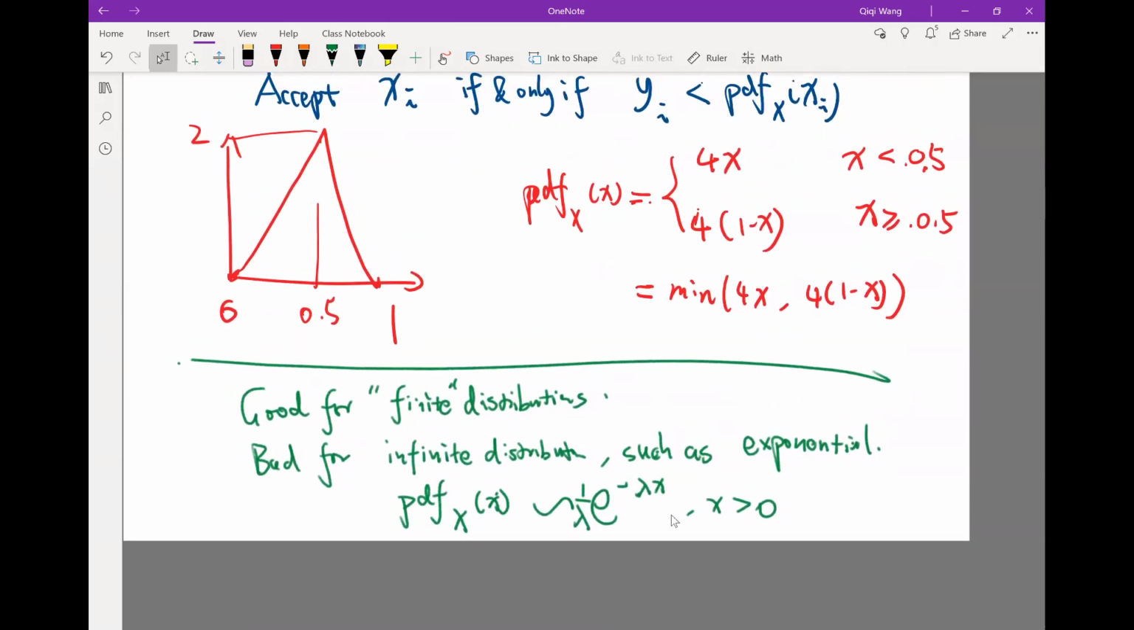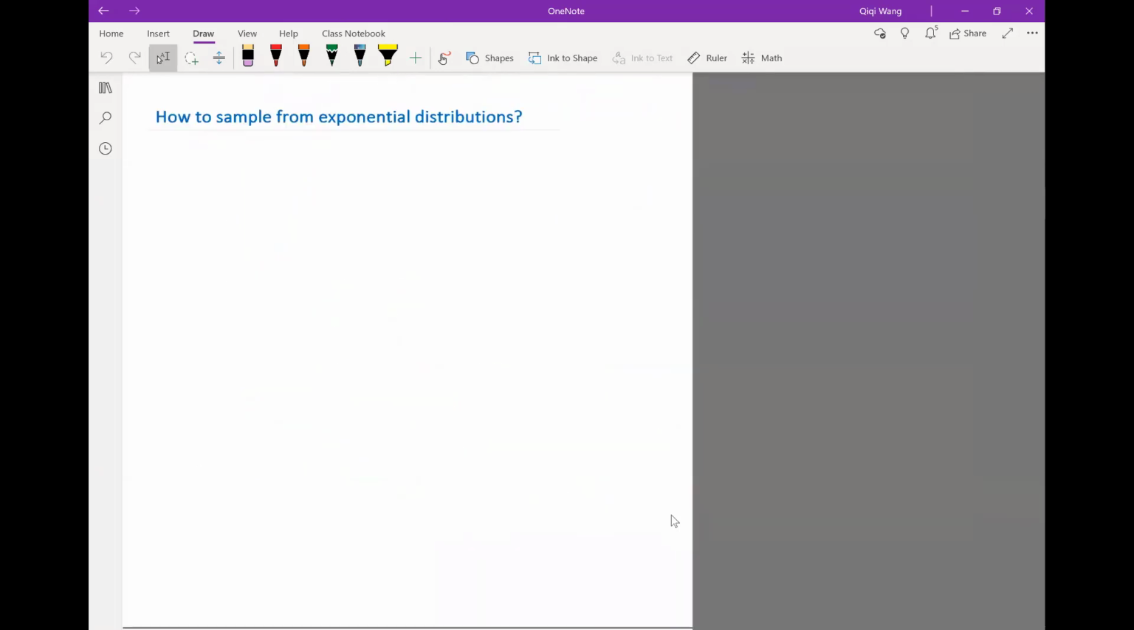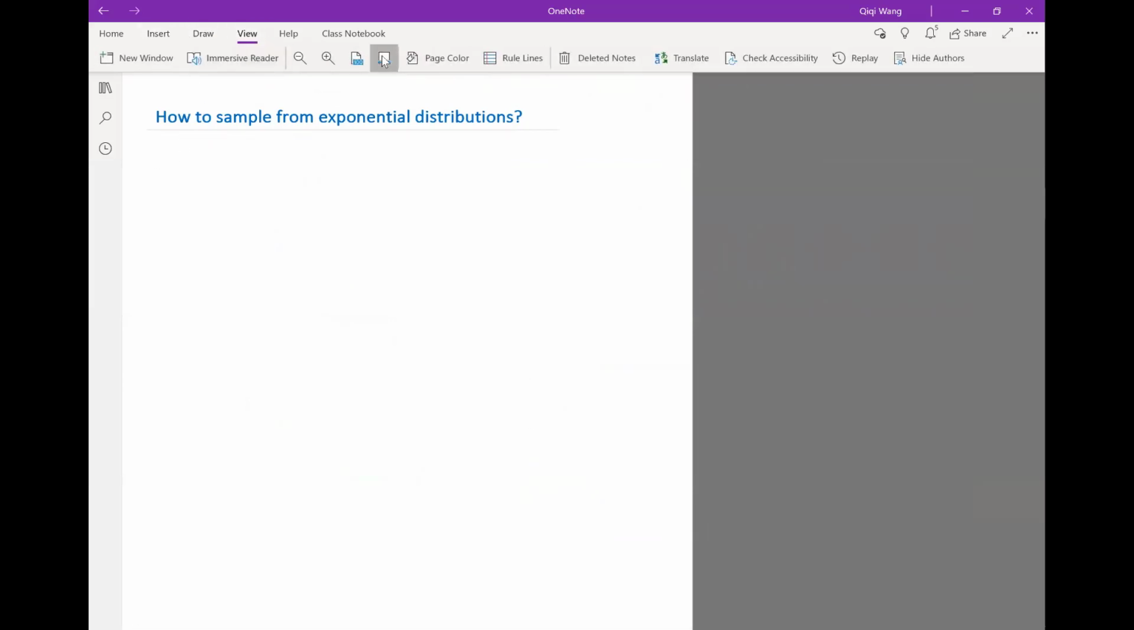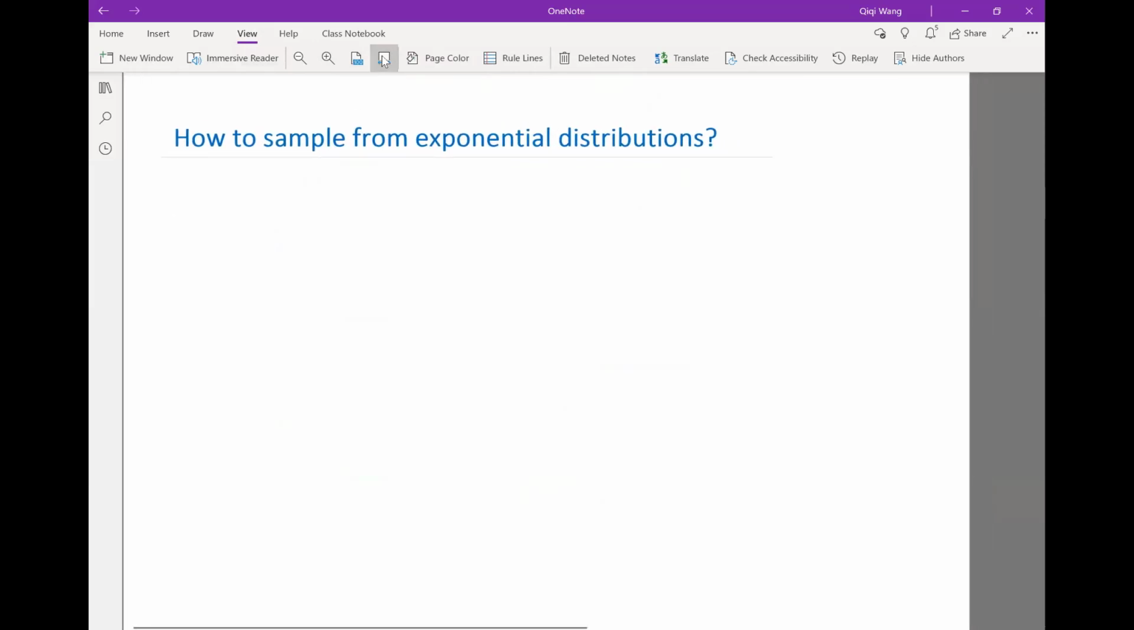So we need another method, okay, to sample distributions that are infinite. Another example is the Gaussian distribution. Okay, so how do we do that? So I'm going to be introducing another method that is used to sample infinite distributions, and I'm going to be using exponential distributions as an example.